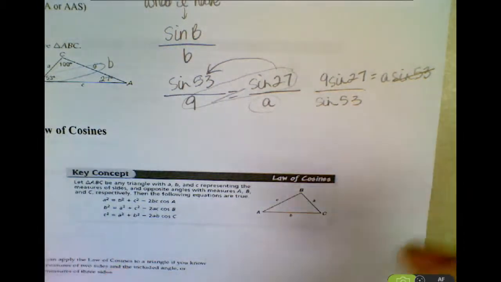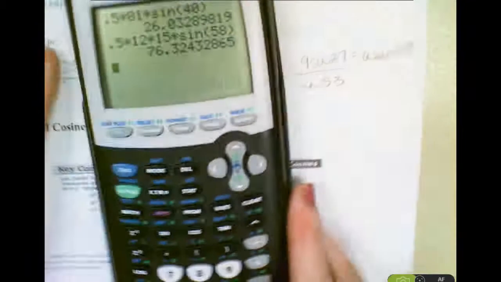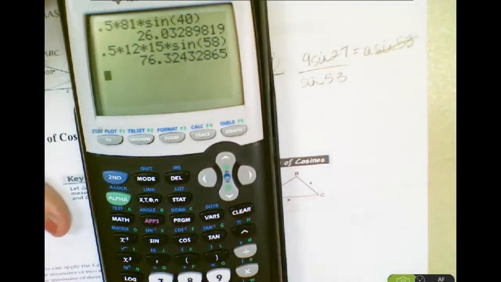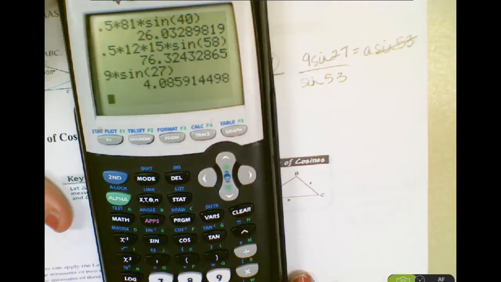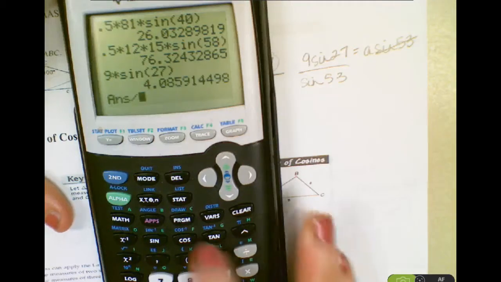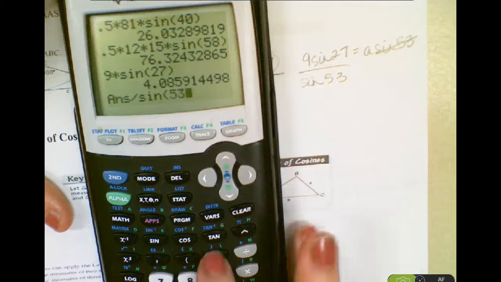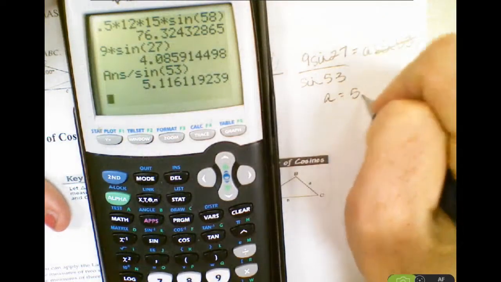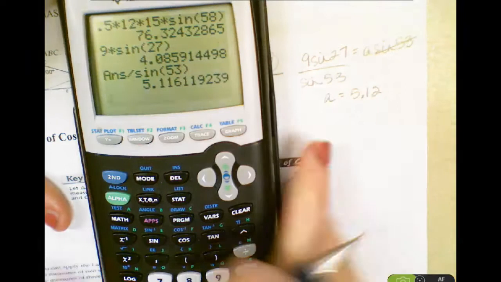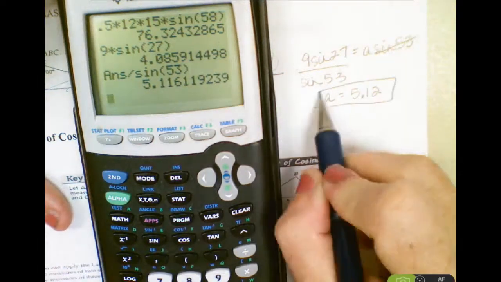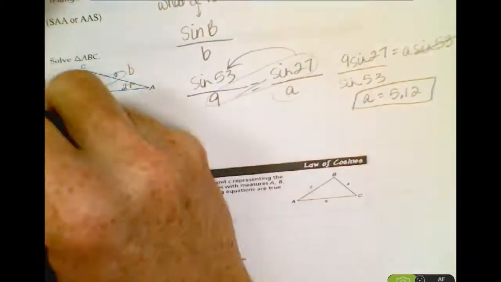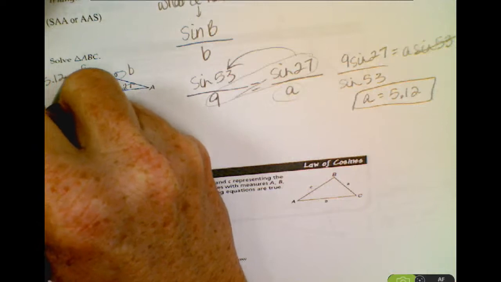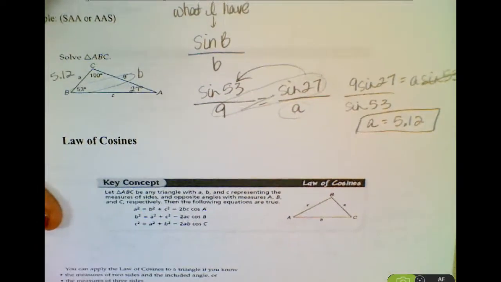So now you've got your proportions set up. So you're going to do 9 times the sine of 27, close parentheses, hit equals, and then hit divided by sine of 53. So A equals 5.12. You can round these off to the hundredths. Okay, so that's going to be 5.12. I'm going to show you a way to see if these are reasonable answers or not in just a minute.